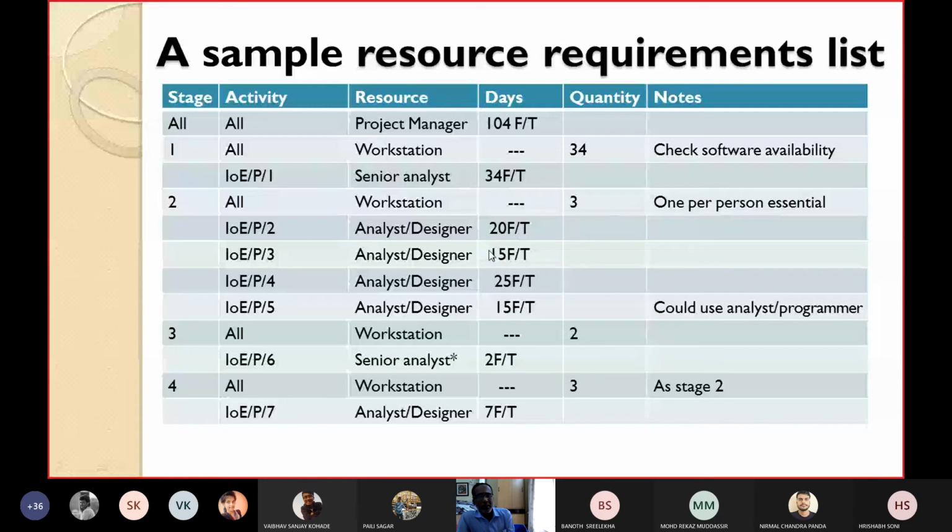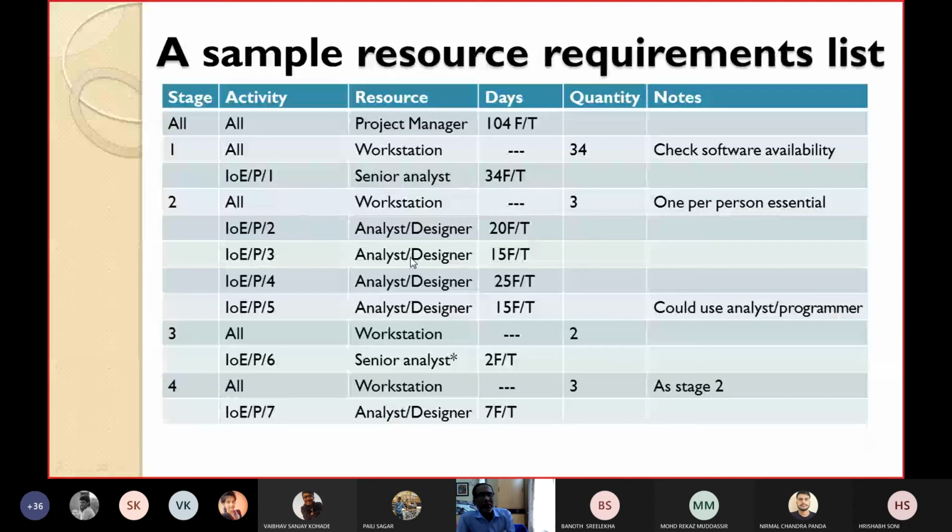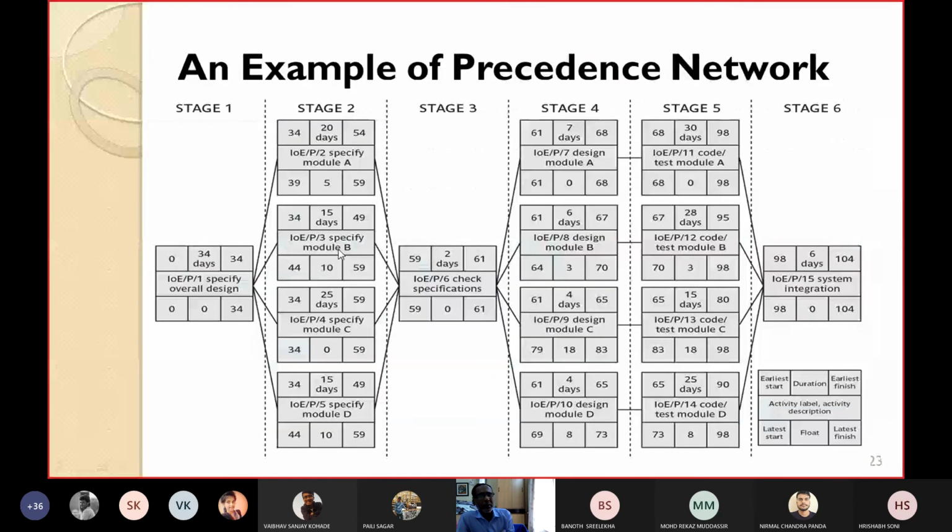Similarly for P3, P3 is this one. This is P3, specify module B. And we require one analyst or designer, maybe for 15 days. So 34 plus 15, 49. So 15 days we require.